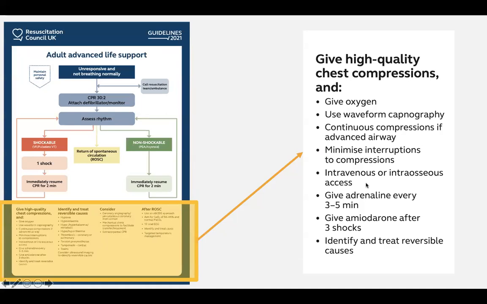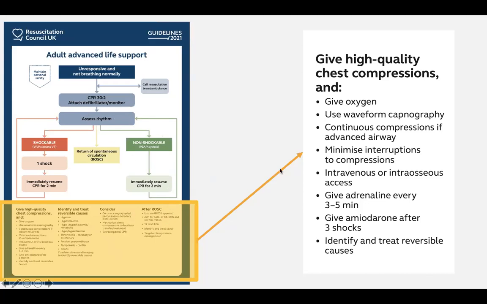Fine. So in the non-shockable side of the algorithm, and in fact for both, we look at the bottom part of the algorithm to see what to do. So you can see in the non-shockable, we go PEA or asystole, we do CPR for 2 minutes, and then we repeat our rhythm check. And we just keep going around this cycle, either on the shockable or non-shockable side of the algorithm. So doing CPR and repeating the pulse check and rhythm check every 2 minutes.